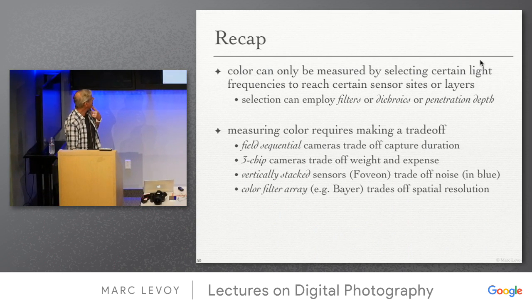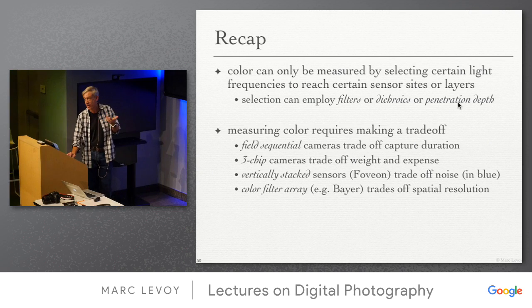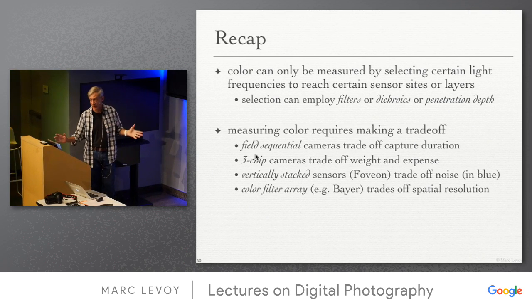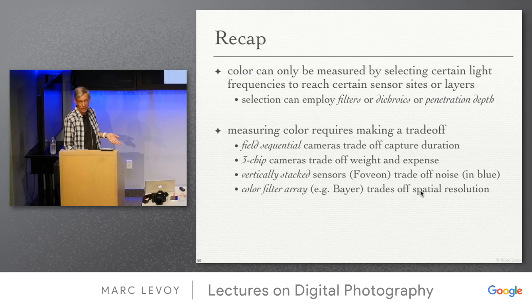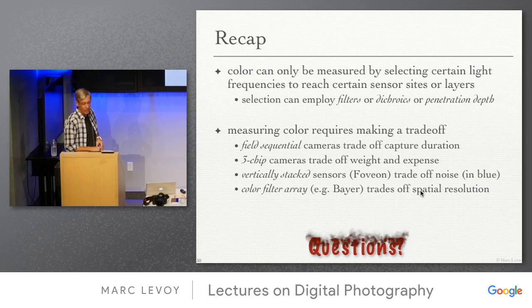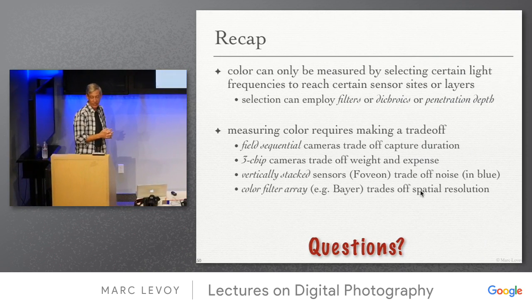So selecting filters, dichroics, or penetration depth in the case of the Foveon, and measuring color requires some kind of trade-off. You're either trading off against capture duration, or against weight and expense for the 3 chips, or you're trading off noise, or you're trading off spatial resolution. Any questions about this?